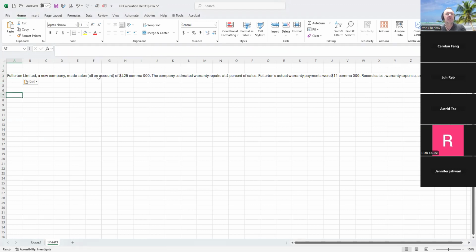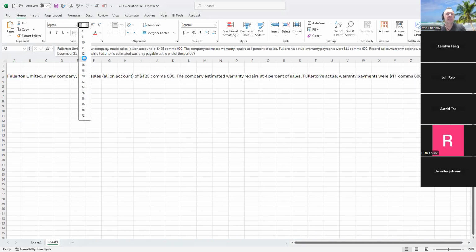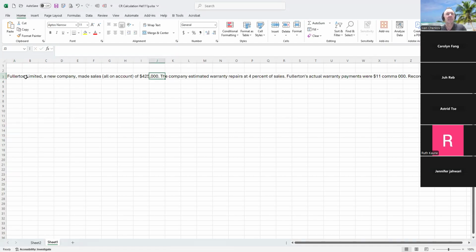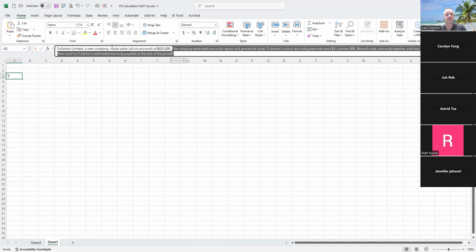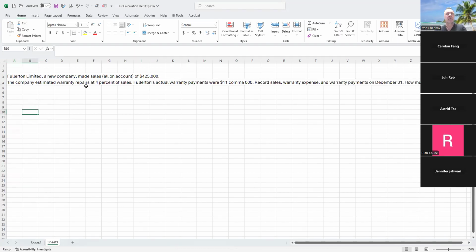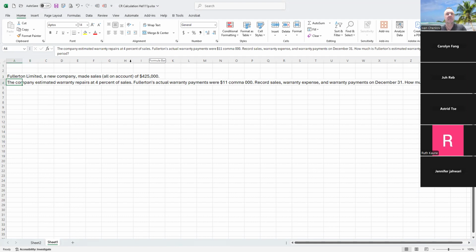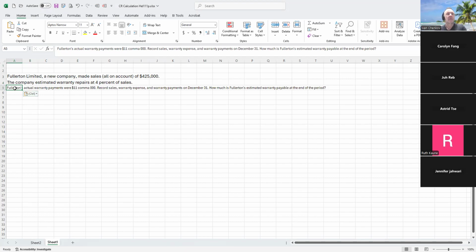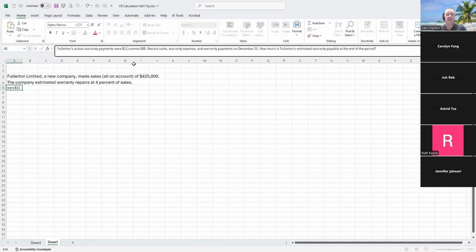So this company is a new company which makes sales on account for $424,000. Can you see the question? Yes. Now the company estimated that warranty repair at 4% of sales. The actual warranty payment was for $11,000.